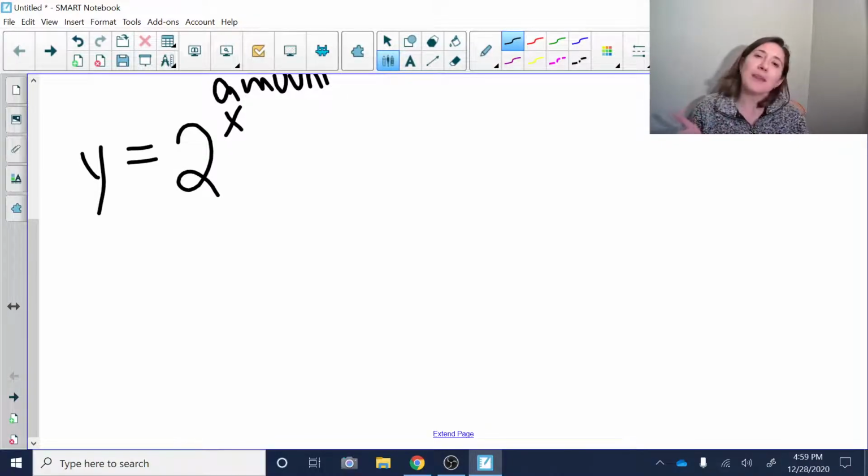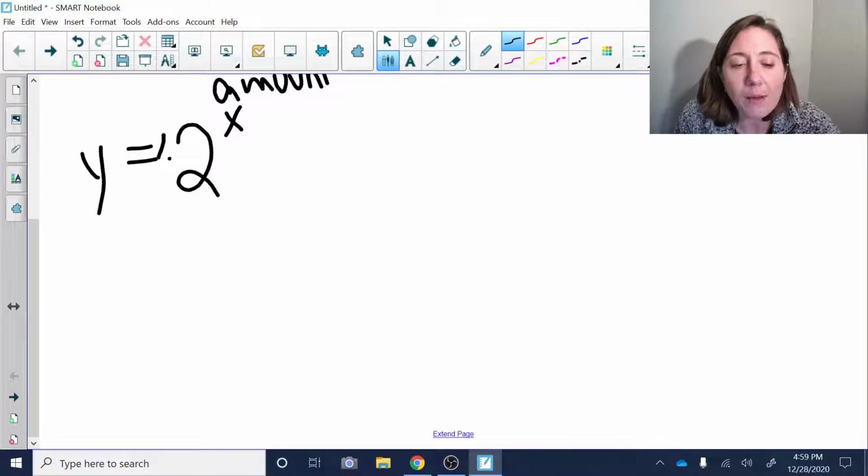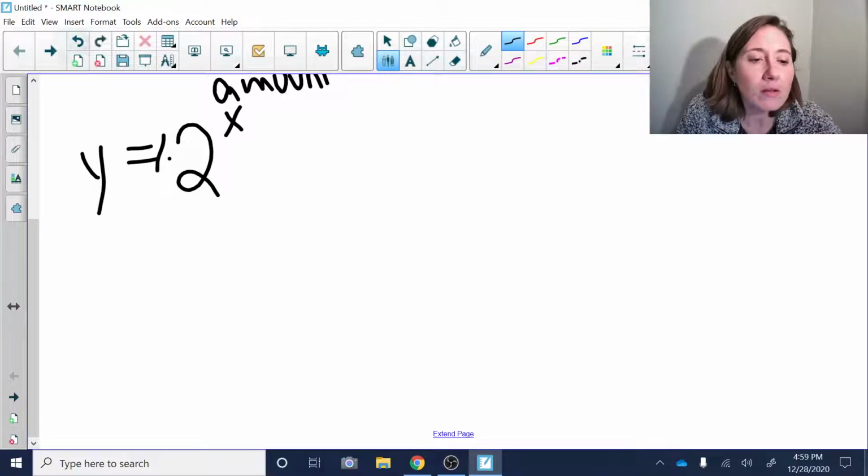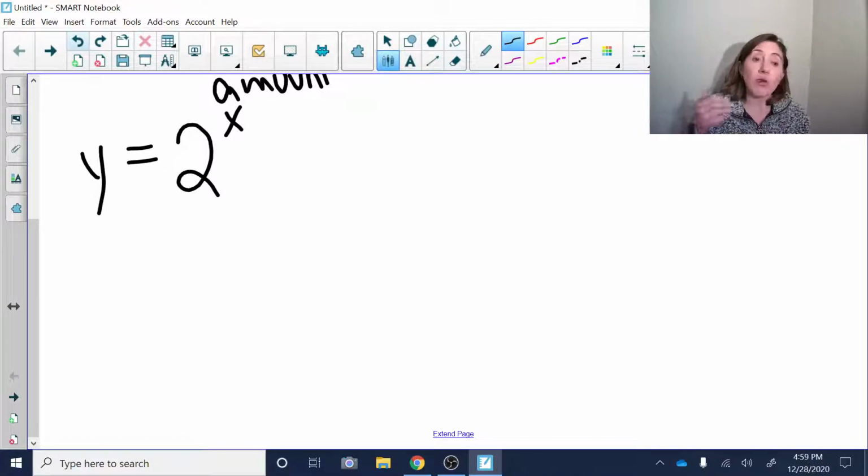Wait, I didn't put something that would be an a value. What would the a value be here? What is multiplied? Well, I don't see anything written out front there. Well, that would be an a value of 1. But I don't really need to write that 1, so I'm just going to leave it off. So y equals 2 to the x is a real basic exponential function that we can graph.